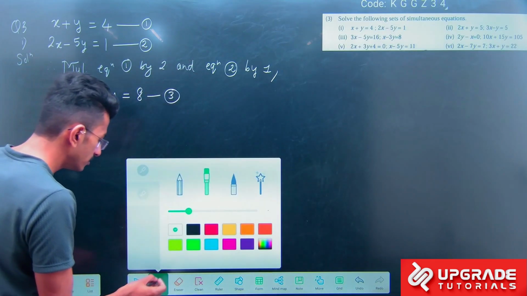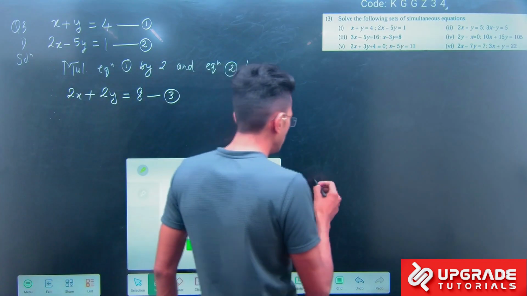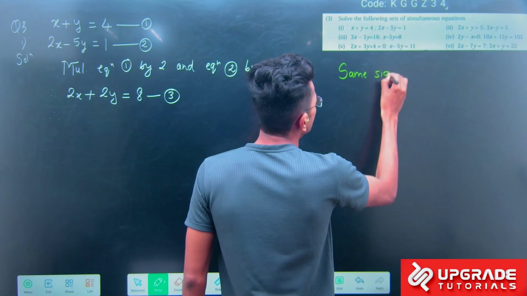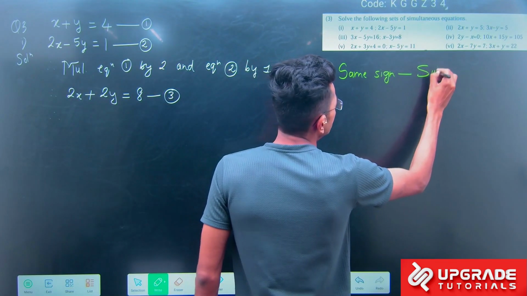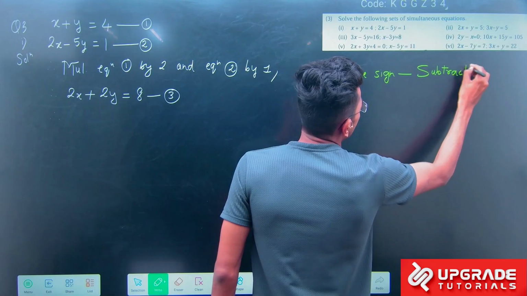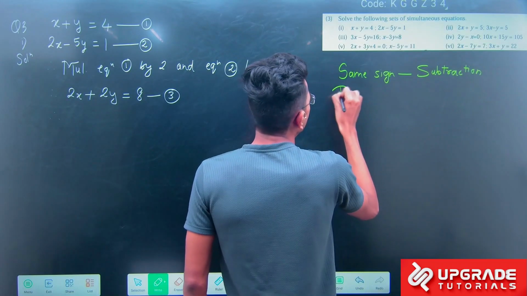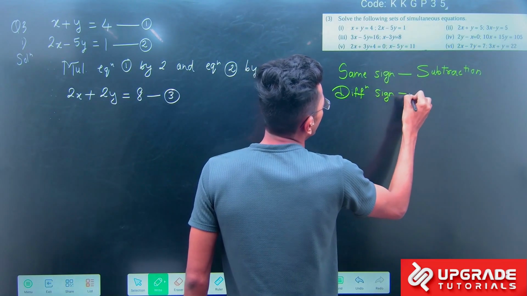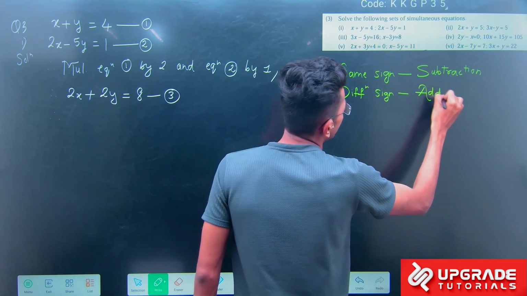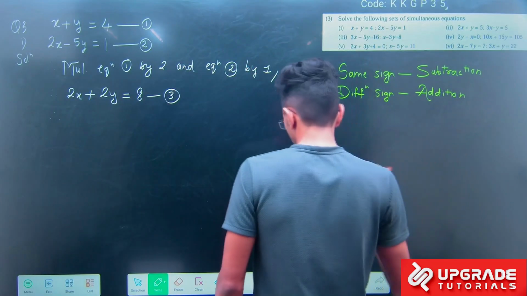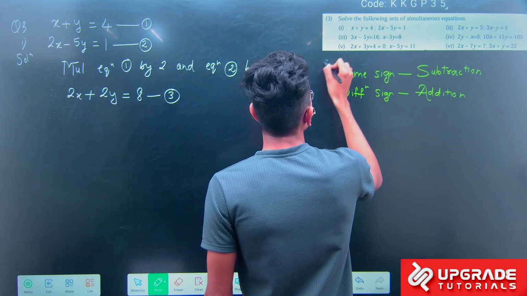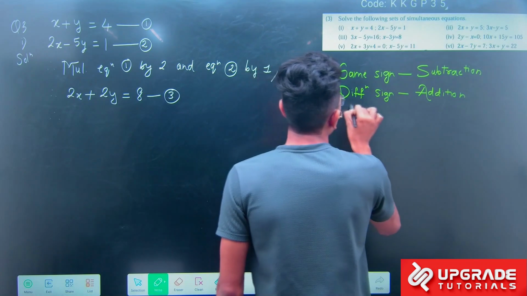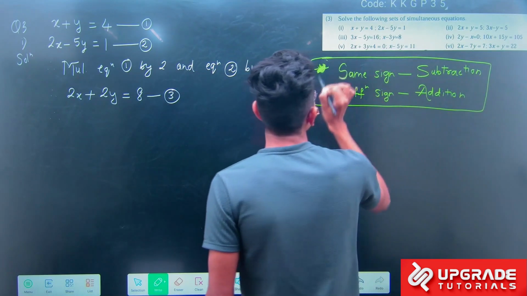I'll write here one formula. Same sign, subtraction. Different sign, addition. This is the star mark, very important to solve any linear equations in two variables.